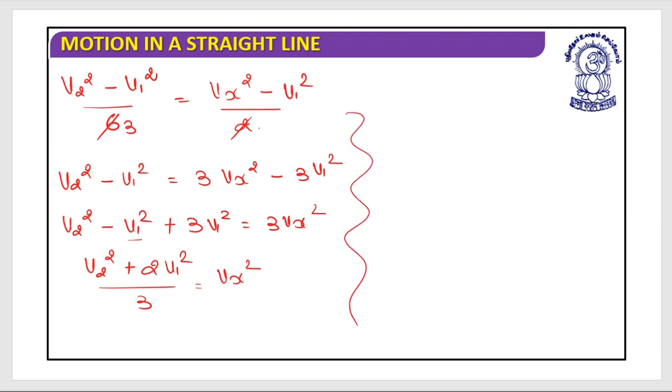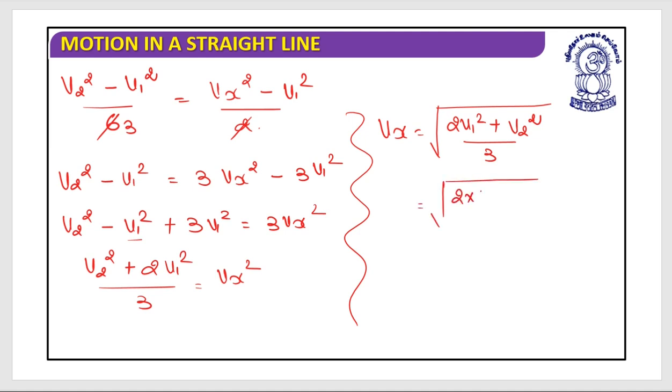So what I can have is Vx equals root of 2 V1 square plus V2 square divided by 3. Now my V1 was 30 and V2 was 40, so it is root of 2 multiplied by 30 square plus 40 square divided by 3, and I hope you can solve this in kilometer per hour. Can you do this? Is it possible by you guys?